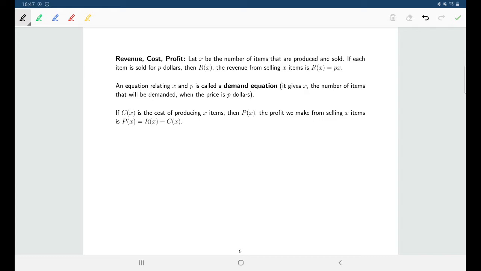If you happen to have a cost involved, so of course that's not a surprise, most things are not free, so you might have some items that you're producing, but it costs you a certain amount of money to make them. So you might have an equation that tells you for X items, here's how much it costs to produce them. And so if you wanted to know the profit, profit is just the difference between how much money you earn or take in minus how much money you spend, revenue minus cost.